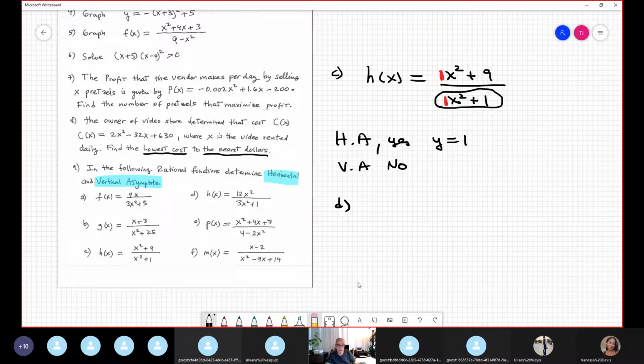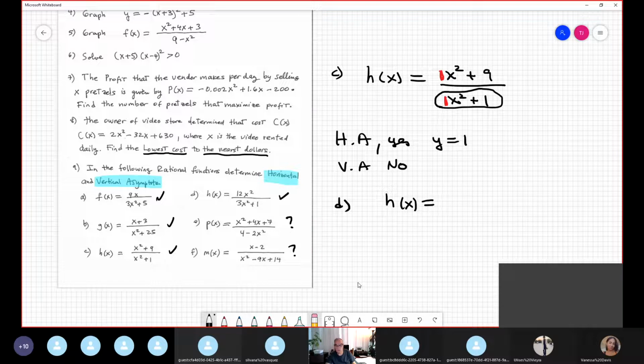The math department sent me this example because, I suppose, they want to emphasize that when the denominator is not factorable, a sum of squares, we have no vertical asymptote. Because you see this situation here and here. And D is the same as h of x.